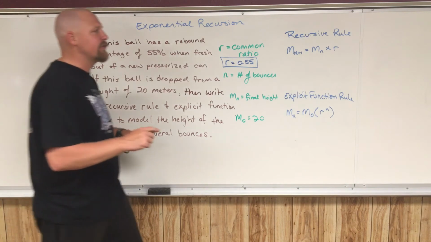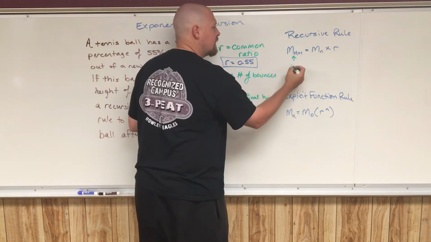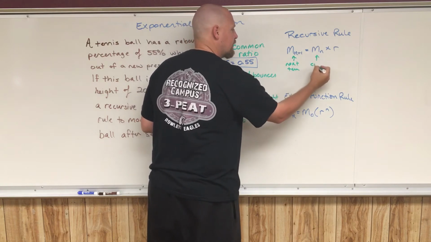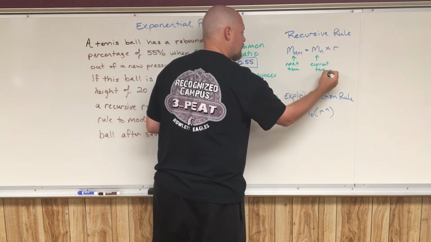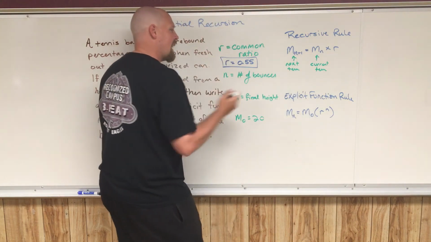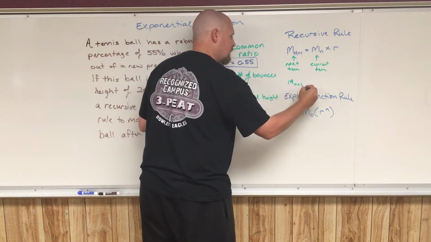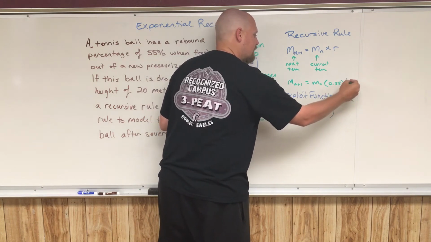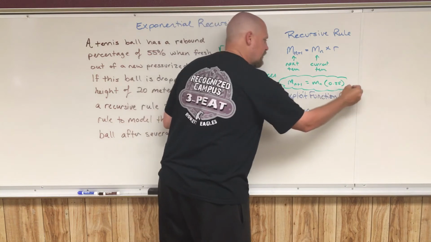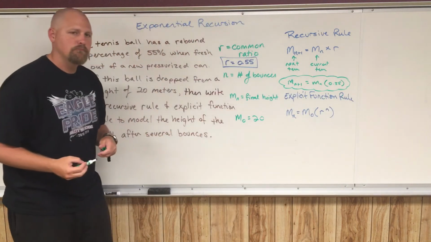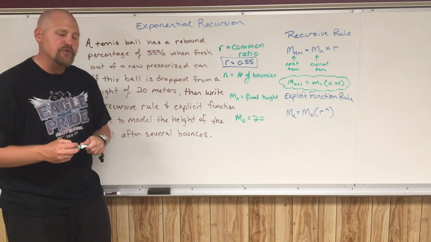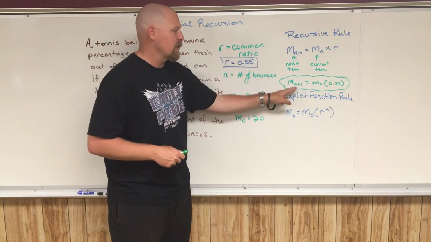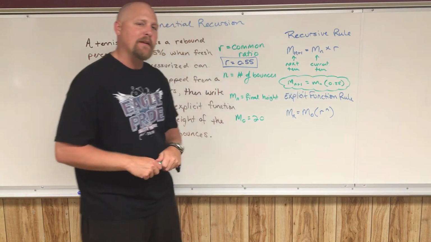The recursive rule is the easiest. Again, this is the next term. This is the current. And I have m sub n plus 1 equals m sub n times 0.55. Only thing we change here is the common ratio. Just like the only thing we changed earlier was the common difference. The recursive rule, m sub n plus 1 equals m sub n times 0.55.